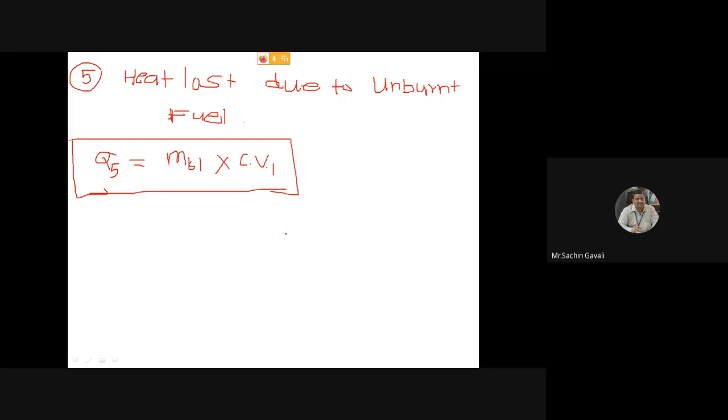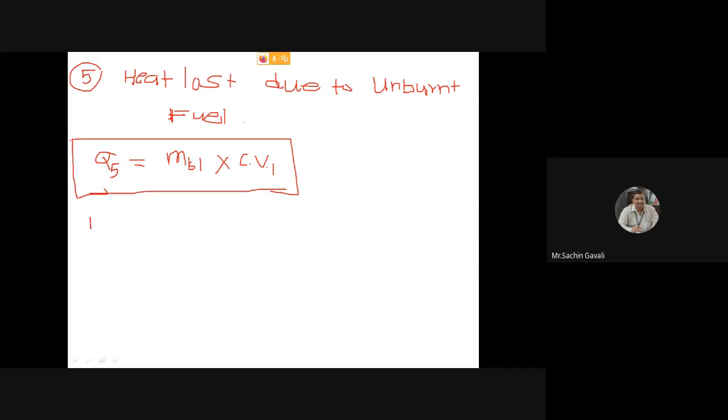Though we do combustion, some amount of ash remains as unburnt fuel, and that fuel carries some amount of calorific value or heat, and that heat is not utilized to convert water into steam. It remained in the combustion chamber itself. So that heat acts as a loss for us, and it is called heat loss due to unburnt fuel. And it can be calculated by the formula MF1 into CV1.